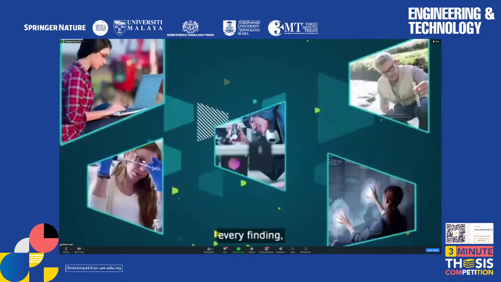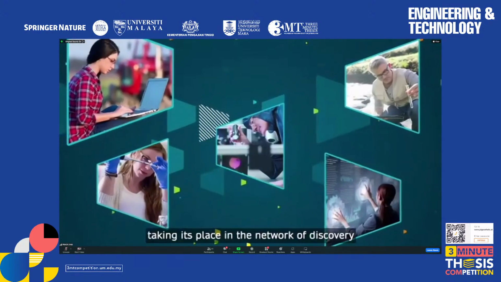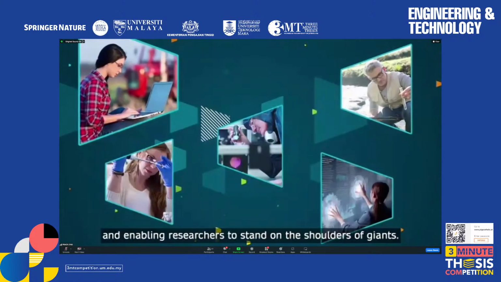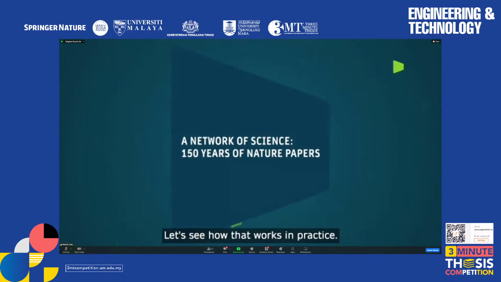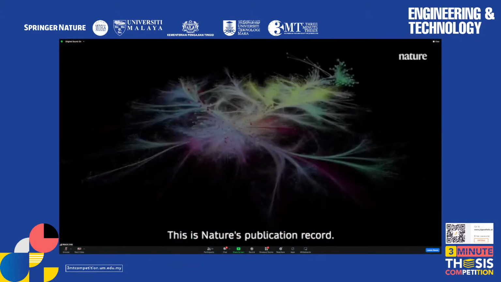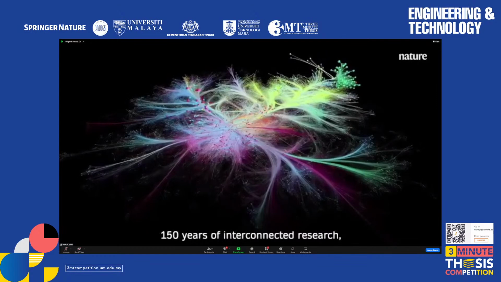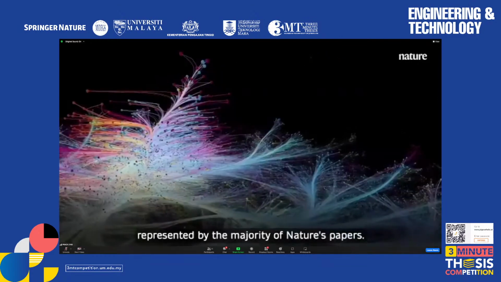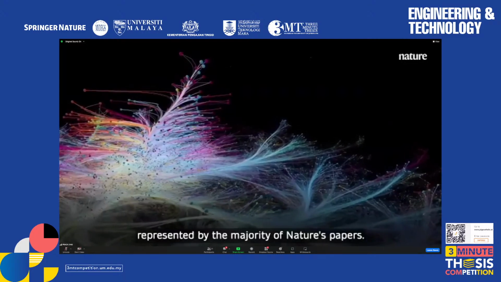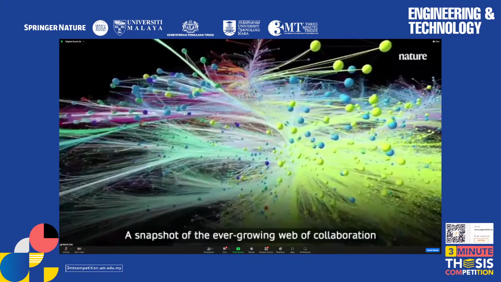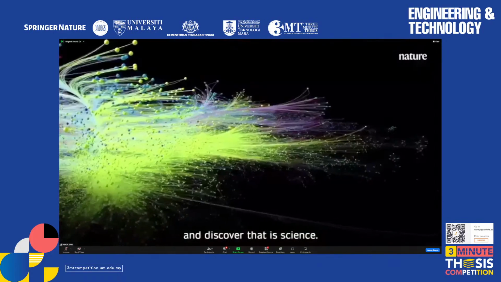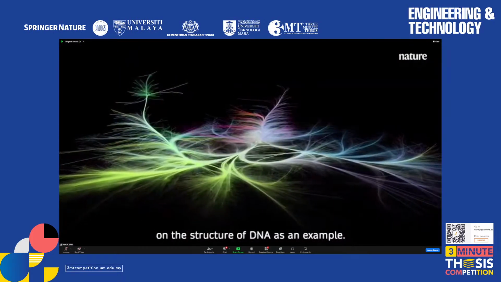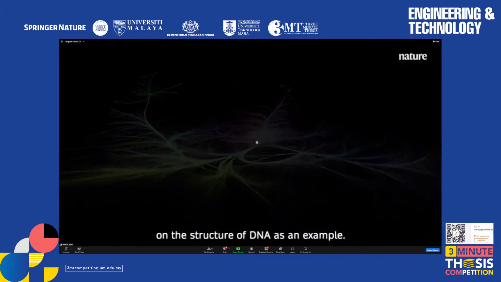Each experiment, every finding, taking its place in the network of discovery and enabling researchers to stand on the shoulders of giants. Let's see how that works in practice. This is Nature's publication record, 150 years of interconnected research, represented by the majority of Nature's papers. A snapshot of the ever-growing web of collaboration and discovery that is science. Let's take Watson and Crick's seminal paper on the structure of DNA as an example.